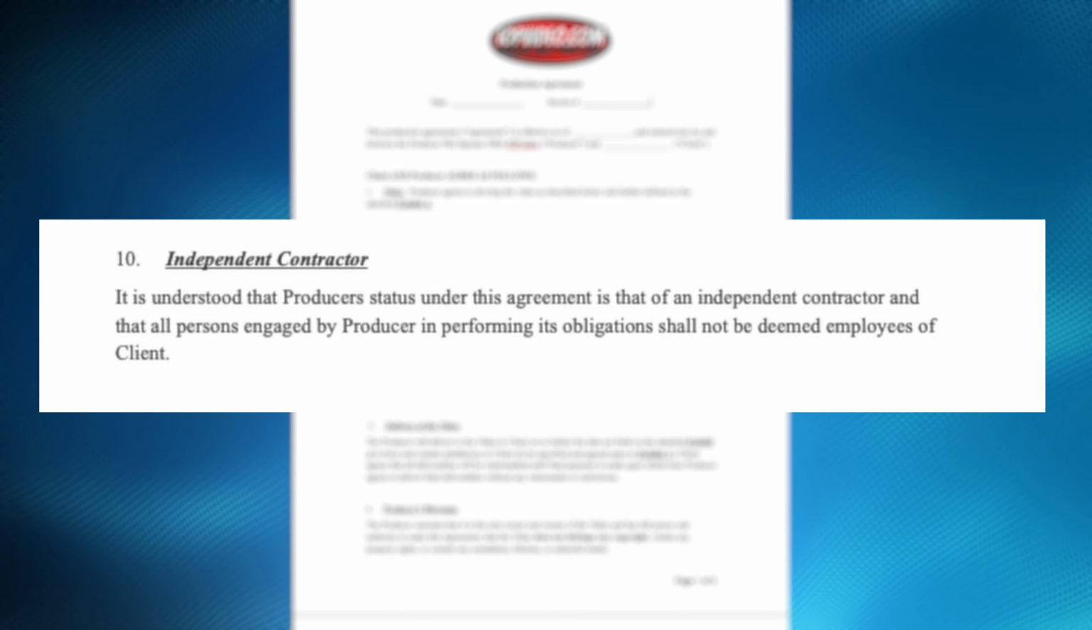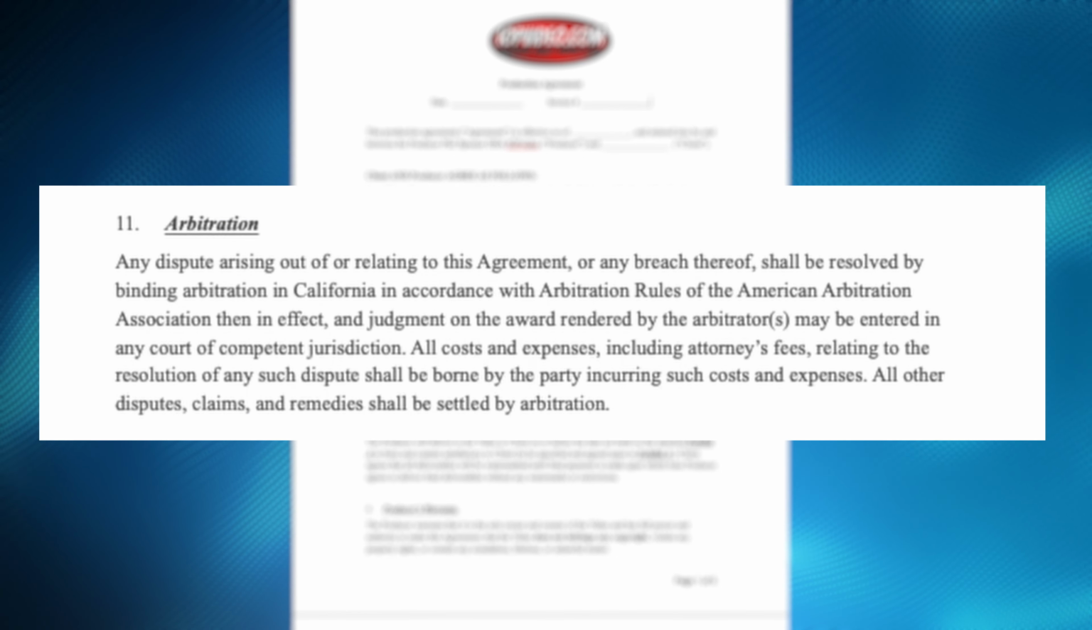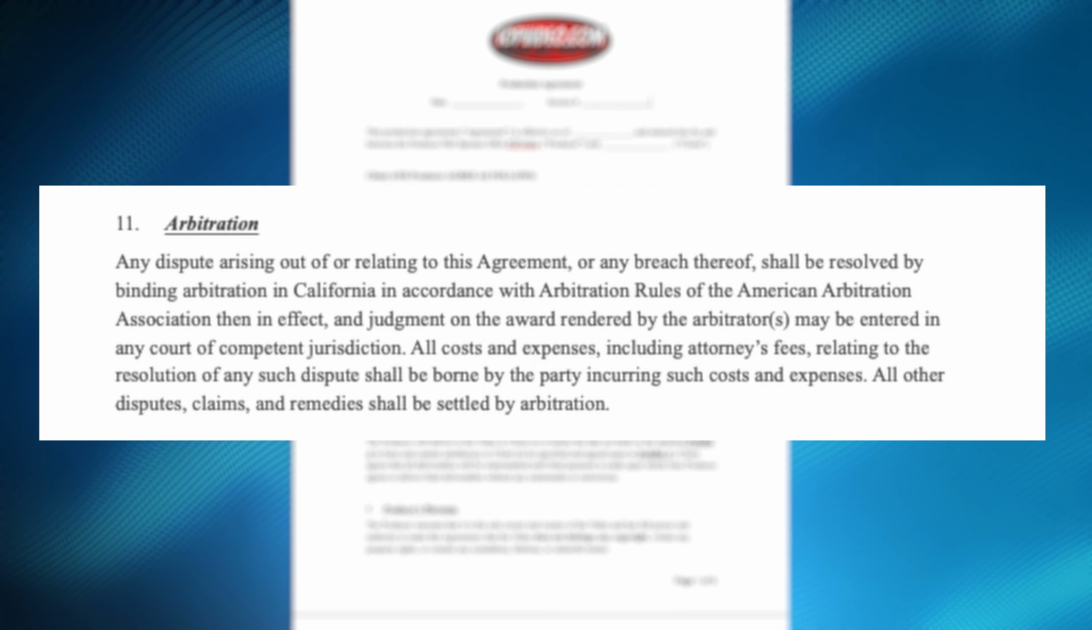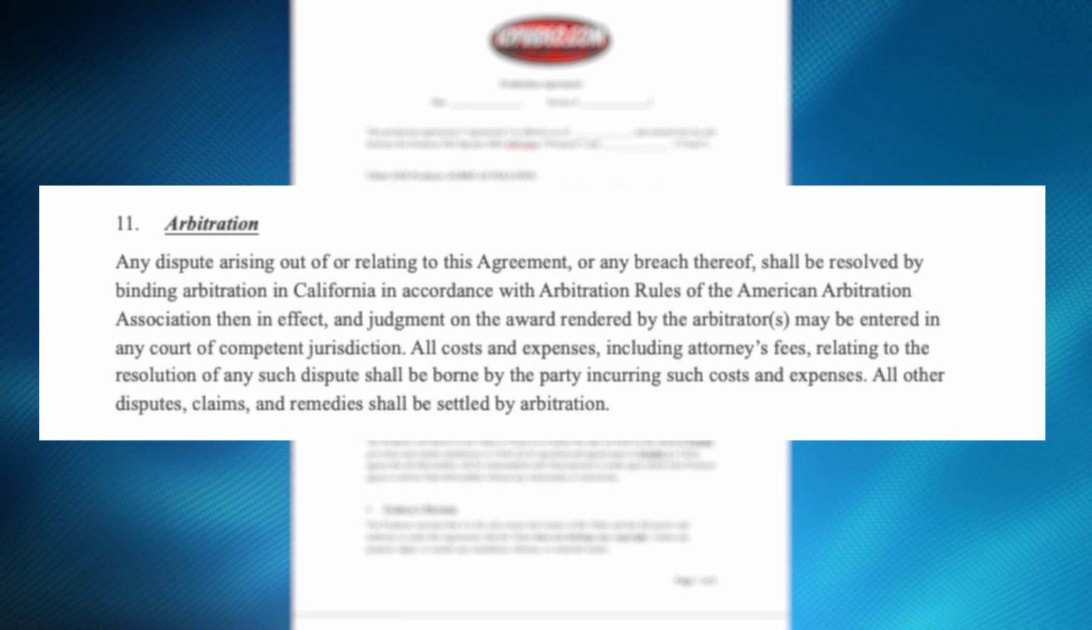The client has no employee obligations in regards to me. Provision 11 is arbitration, and this just states if we have any major disputes, we're going to court over it, and we're going to settle it in court. Originally, I had a clause in here that stated if we go to court, the loser has to pay the winner's legal fees. But then I had somebody point out to me, they said, I get what you think this is going to do, but let me explain to you what's actually going to happen.